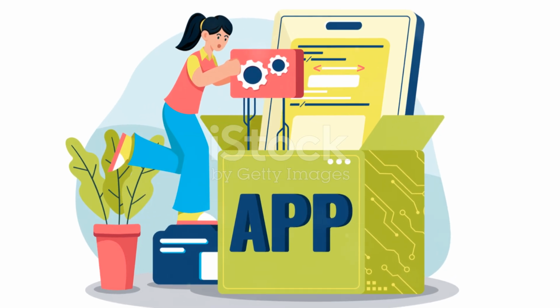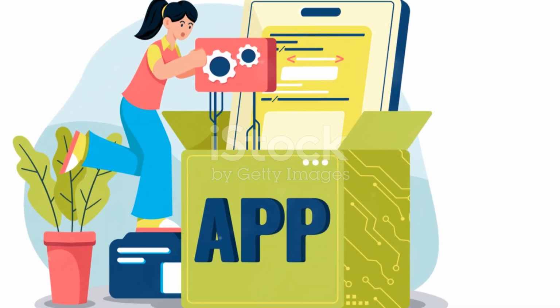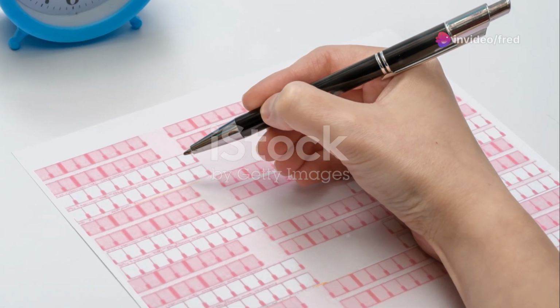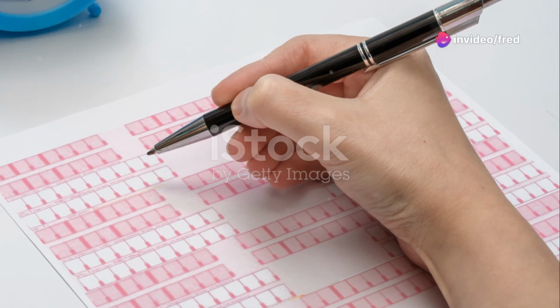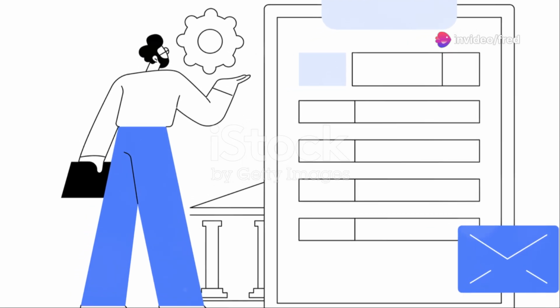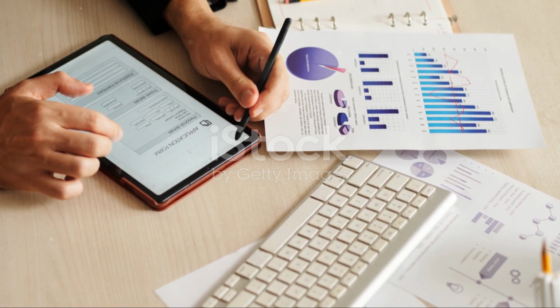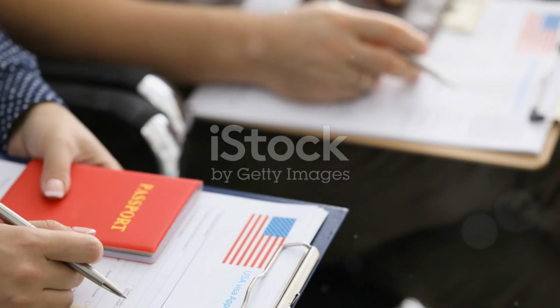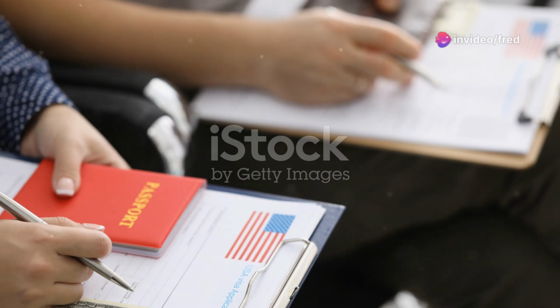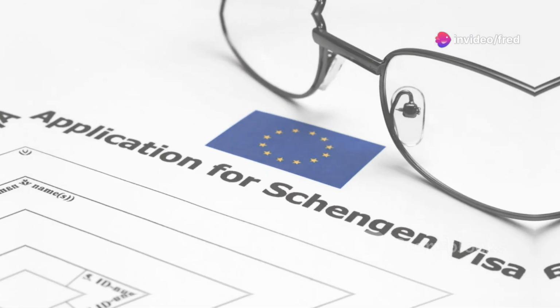You'll receive an application ID number. Save this number. You'll need it to access your application later. The DS-160 times out after 20 minutes of inactivity. To avoid losing your progress, save your work regularly. Use the Save button at the bottom of each page. If you need to stop, you can return later using your application ID. Now that you've started, let's move on to the first section, personal information.